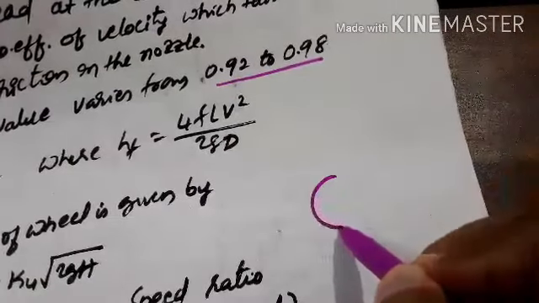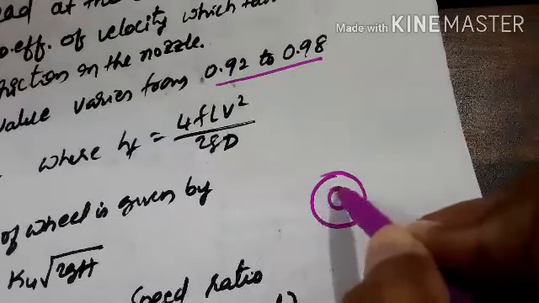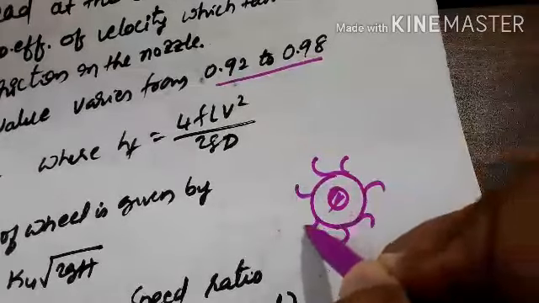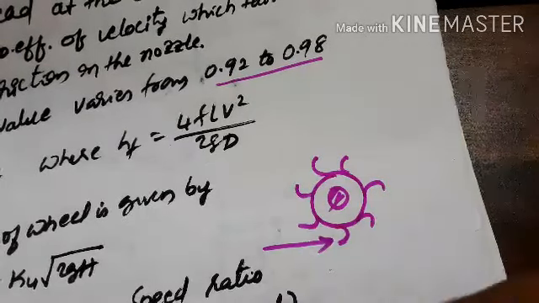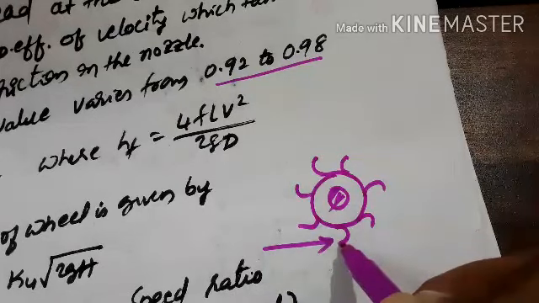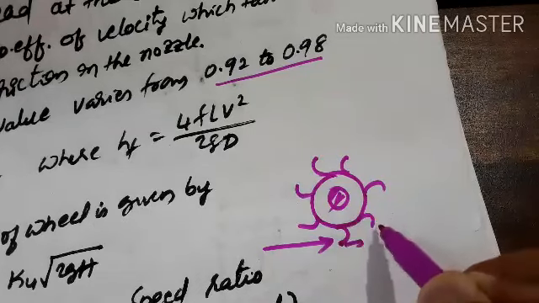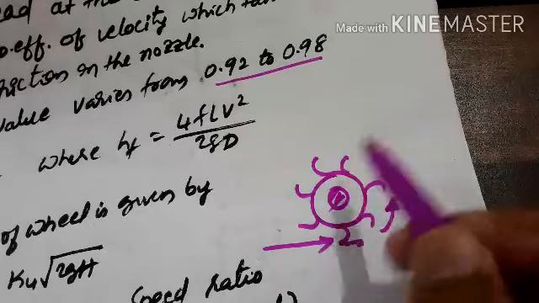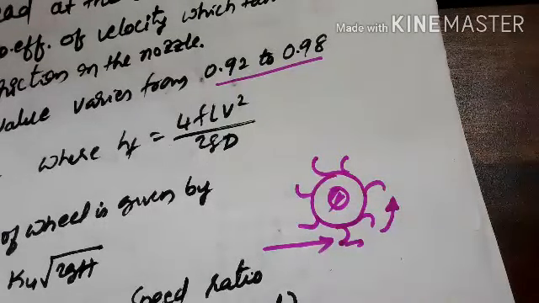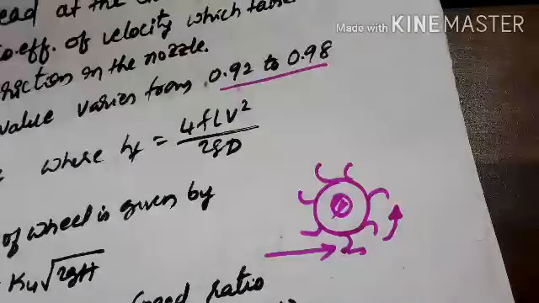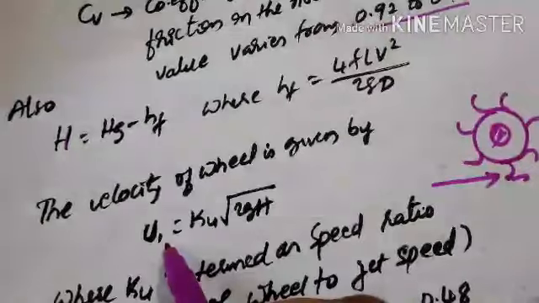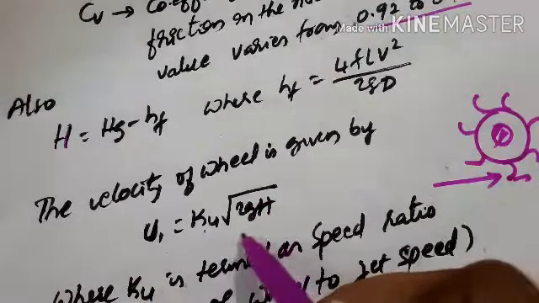Then the velocity of the wheel can be given as u. This is the Pelton wheel, or rotor, which is coupled to the shaft. These are the blades or buckets or vanes, and the jet will strike in this direction. Because of the jet striking the buckets, the bucket receives the force and transfers it to the wheel, and the wheel starts rotating. The shaft also starts rotating and is coupled with the generator, hence the production of electricity.